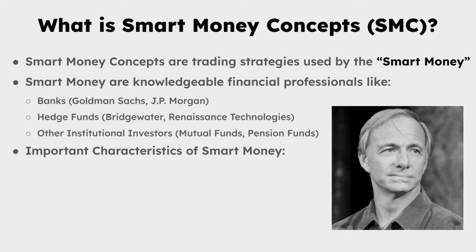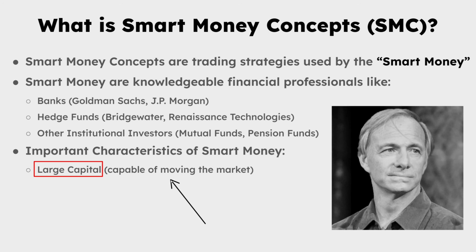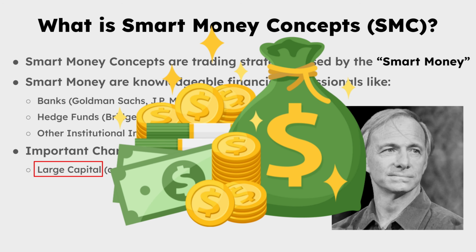But now then, what are some important characteristics when it comes to smart money? Well, first of all, the most important characteristic here is that smart money have large amounts of capital. And because they have lots of money, they are capable of moving the market. So if we as smaller investors can understand how smart money moves the market, we can trade in the same direction as the smart money, and as a result, make more profit.